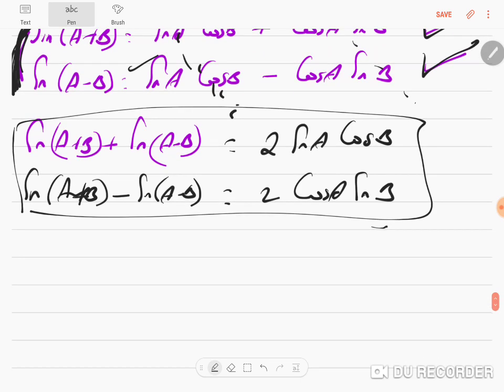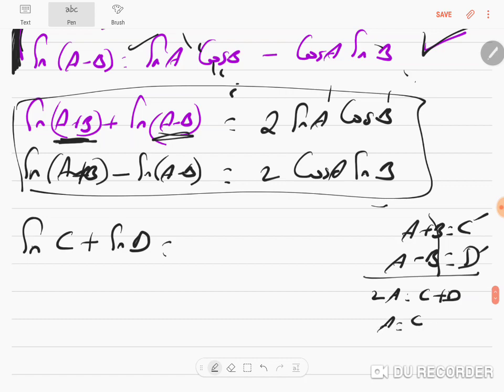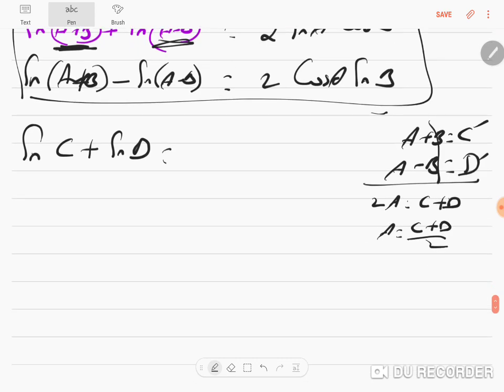Okay. Now, assuming this A plus B as C and this A minus B as D, I can write a formula as sin C plus sin D, correct? In that case, this A and B has to be written in terms of C and D. Do it like a linear equation, 2A is equal to C plus D, hence A is equal to C plus D by 2. Take the two equations again, A plus B as C and A minus B as D.